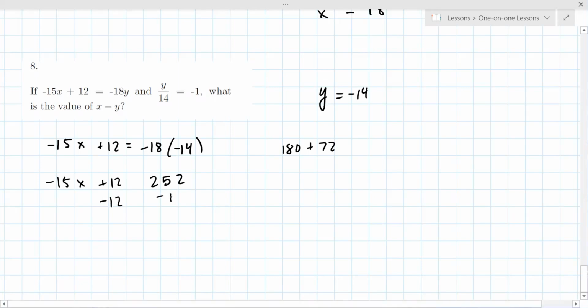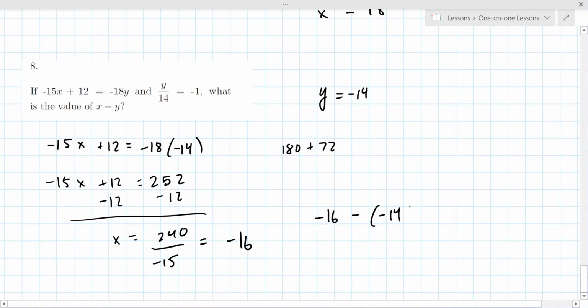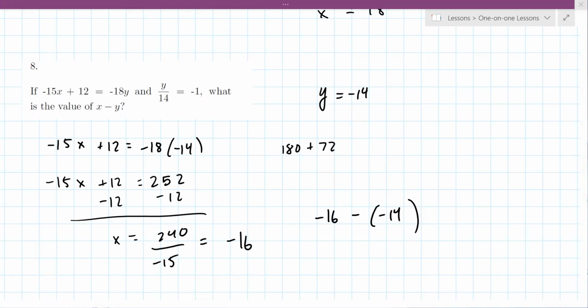So when you subtract 12, you get x equals 240 divided by negative 15. What did you get for that? Negative 16? Right. So x minus y is negative 16 minus a negative 14. Huh, interesting. Okay. Let me check the solutions here and see what the error is, because there shouldn't be one. It is minus 2. The answers are not correct. That's interesting. Okay.